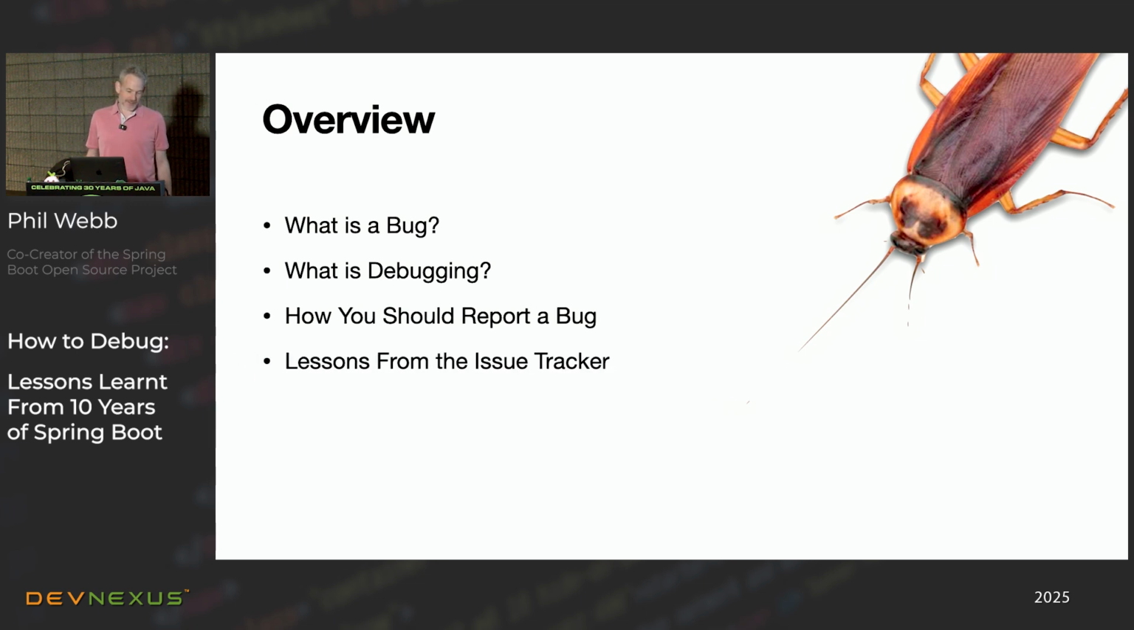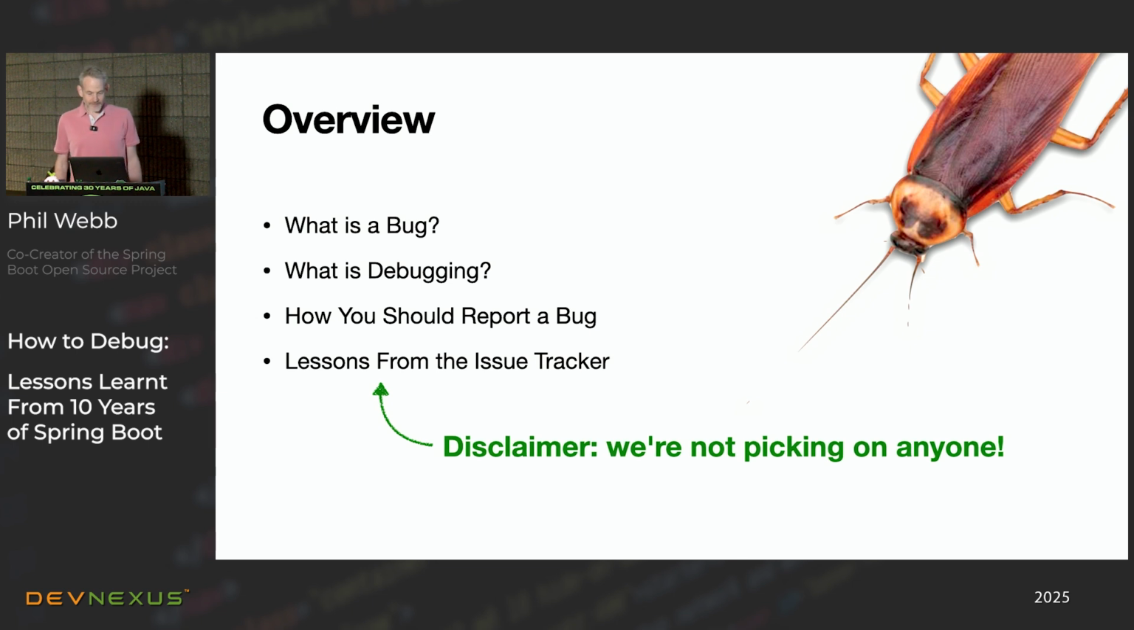So what we're going to do in this talk is look at what is a bug, my definition at least for this talk, and what is debugging. We're going to spend a bit of time on how you should report a bug, which I think is relevant both for open source and for your own internal projects. And then we're going to spend the last half of the talk looking through the issue tracker, finding interesting issues and looking at the way that we solved them. Hopefully the techniques that we use there will be lessons that you can take and use in your own projects.